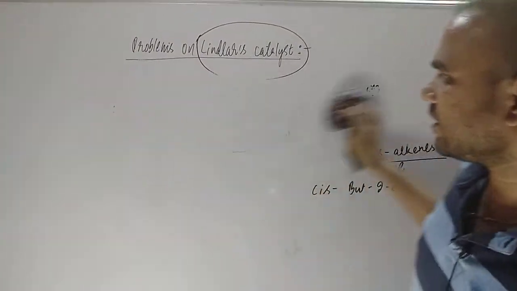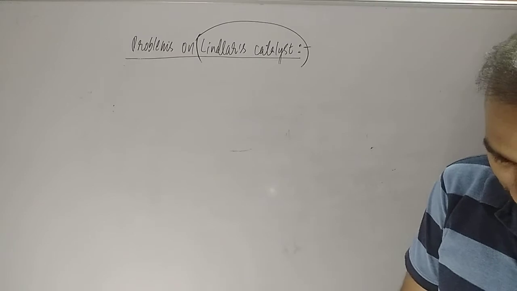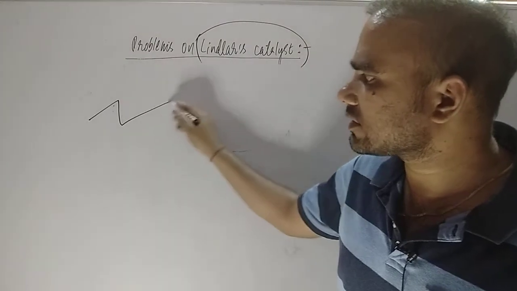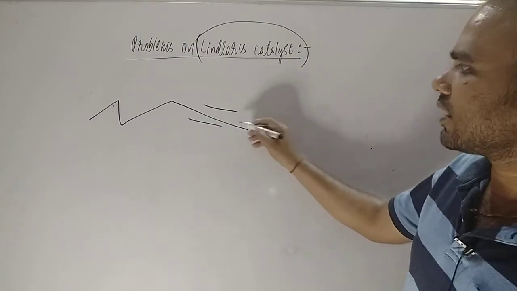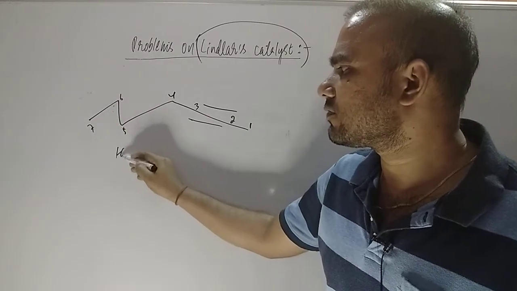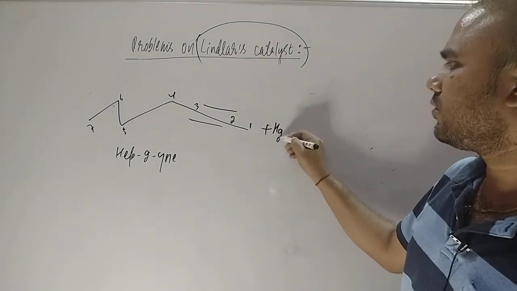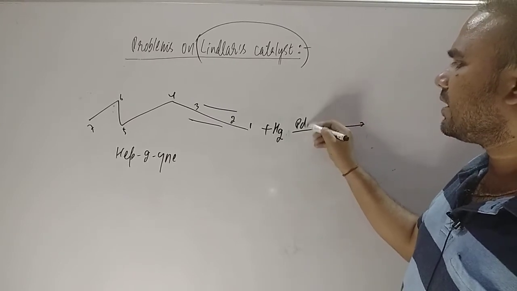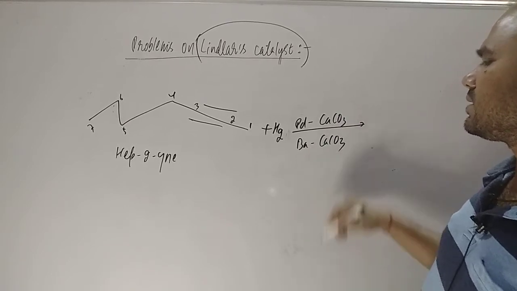This is very important, students, for preparing symmetrical alkenes with Lindlar catalyst. That you have to keep in mind, dear students. Another example: you can have a look, this is the alkyne. Here is 1, 2, 3, 4, 5, 6, 7. So this is hept-2-yne. Now you are taking H2 with palladium carbonate or barium carbonate. This is Lindlar catalyst.